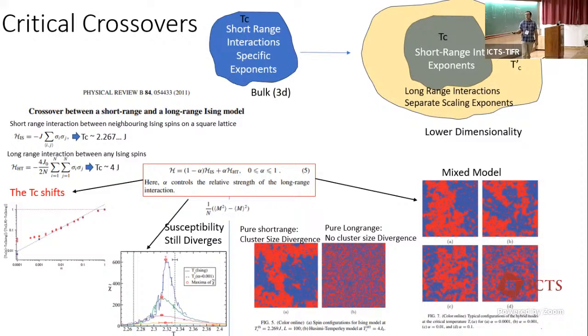So clearly there are changes in the structure of the system. In the bulk 3D case you have short range interactions, but as you go to lower dimensionalities, not only do you have the short range interactions, but you also have changes in anisotropy and long range interactions coming into the picture. So there is a crossover in criticality, in the critical scaling exponents, as you go from a short range interaction dominated regime to a much more complicated regime which develops at lower dimensions.